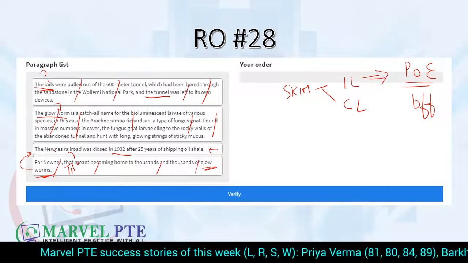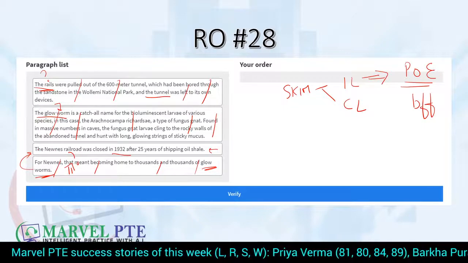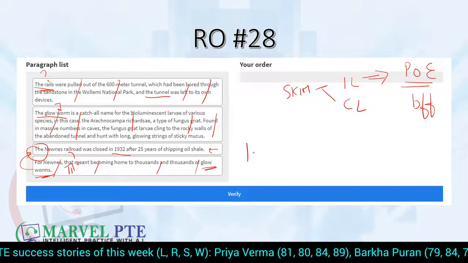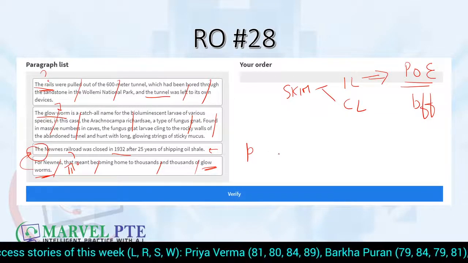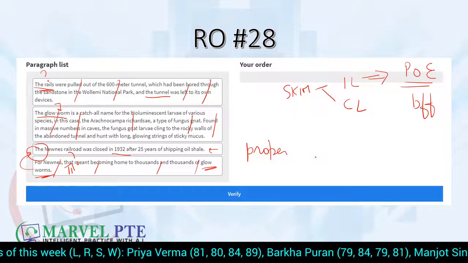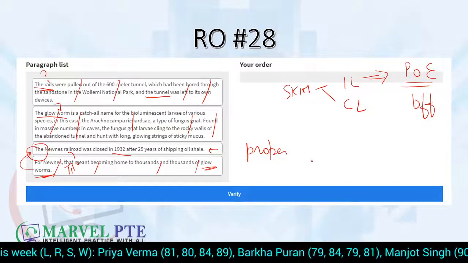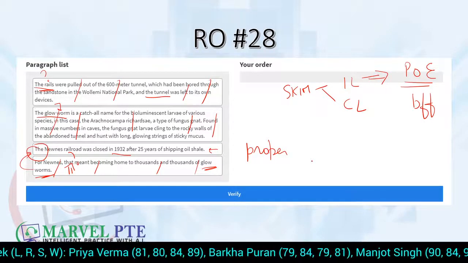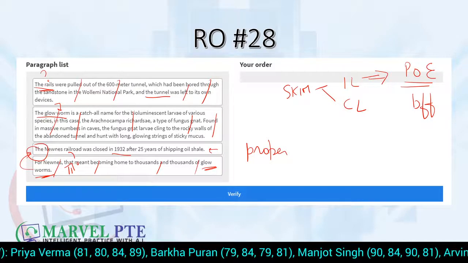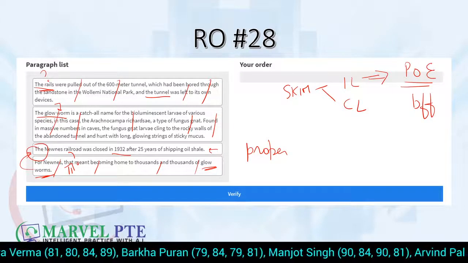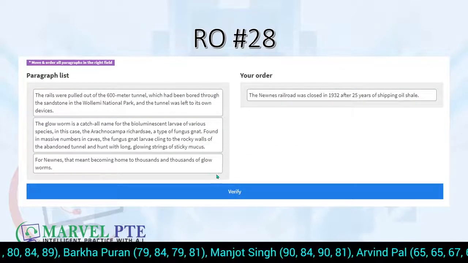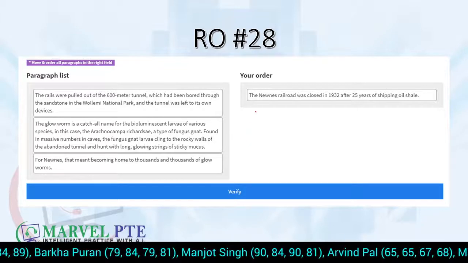And another reason I want to tell you why "The Newness Railroad" will be an independent line is because this is a proper noun, right? It is one and only one, like the earth, the sun. The same way the railroad would be the one, and Newness is the proper noun, the name of that town or maybe the city or whatever it is. So that's why we can have this over here. Okay, so we have moved the first line, which is our independent line, over here.